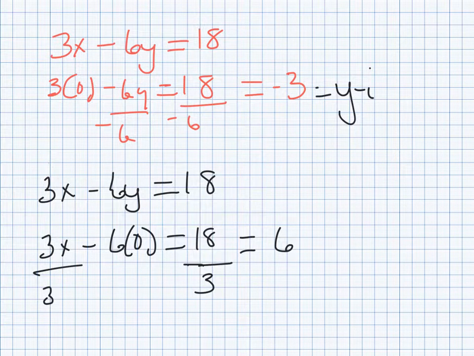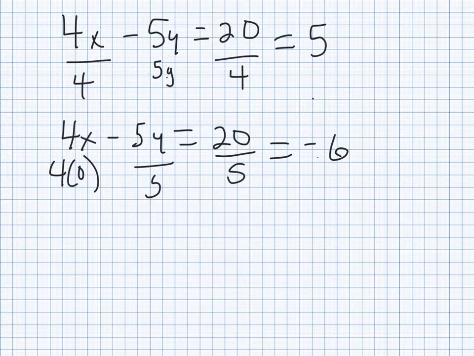Down here, we work it out again, this time trying to find the x-intercept. We put the y to 0, and then we're left with 3x equals 18. We divide by 3, and 18 divided by 3 is 6, and so the x-intercept is 6.